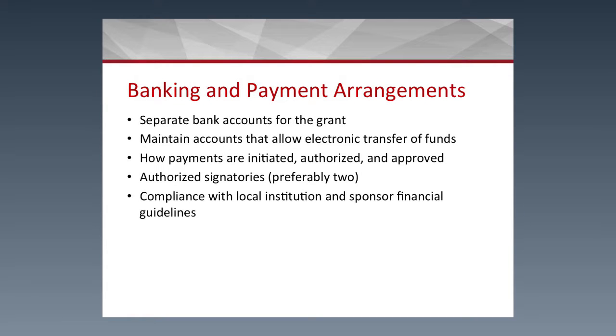In terms of banking and payment, usually you will need to have separate bank accounts for the grant. It may not be possible in practice to have really different bank accounts, but you might come up with an arrangement within one account, let's say an account for NIH funds, where you have different projects or different grants with different codes, so sort of having sub-accounts in it. You need to maintain accounts that allow electronic transfer of funds. You need to have systems in place that guide how you can initiate payments, how they are authorized, and how they are approved, and usually the authorization is expected to preferably come from 2 authorities within the institution.